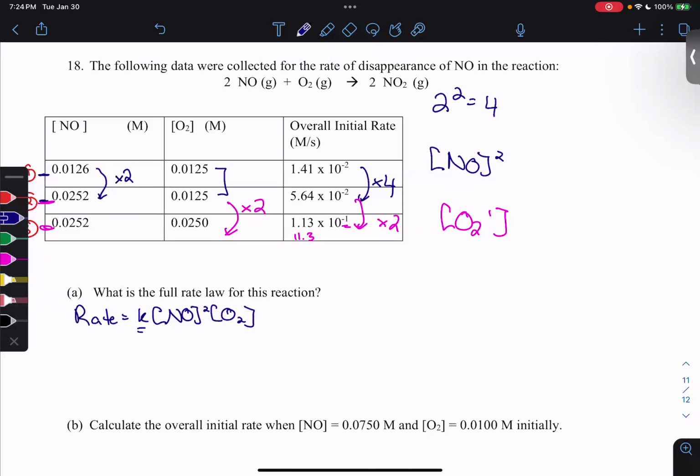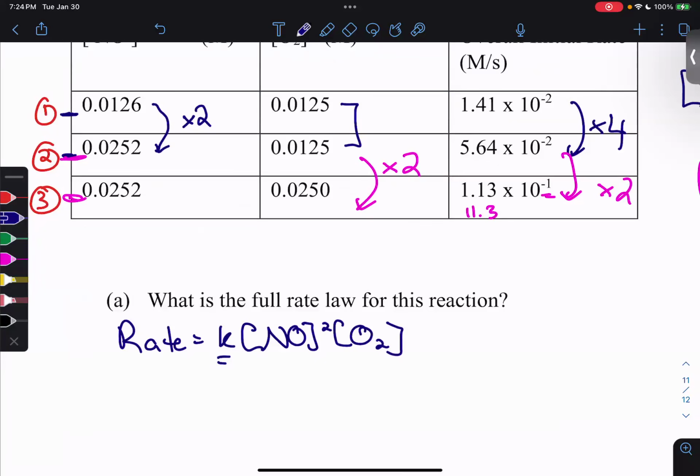How do we get that? You take any experiment and you plug in the numbers. So which experiment do you want to use? No, be weird with me. 3, yeah, let's use experiment 3. All right, so let's take the data from experiment 3, plug in the numbers, and then calculate what K has to be. But here's the thing, does it matter which experiment you use? No, as long as you got the correct rate law, it doesn't matter whether you use experiments 1, 2, or 3, you will get the same answer, I promise.